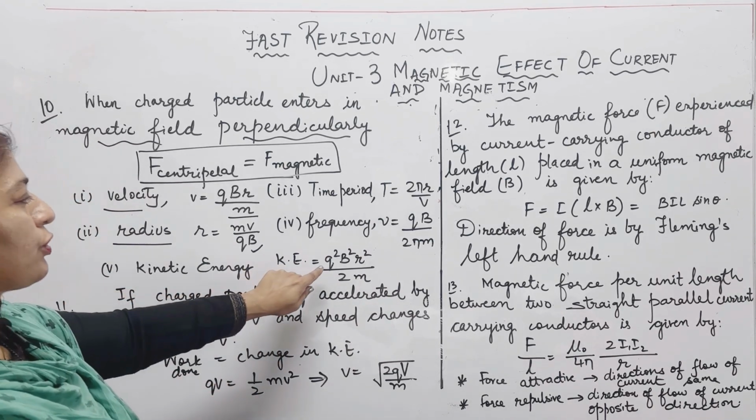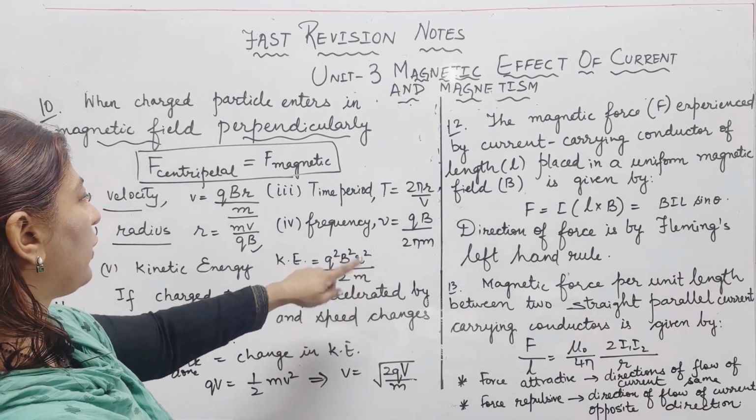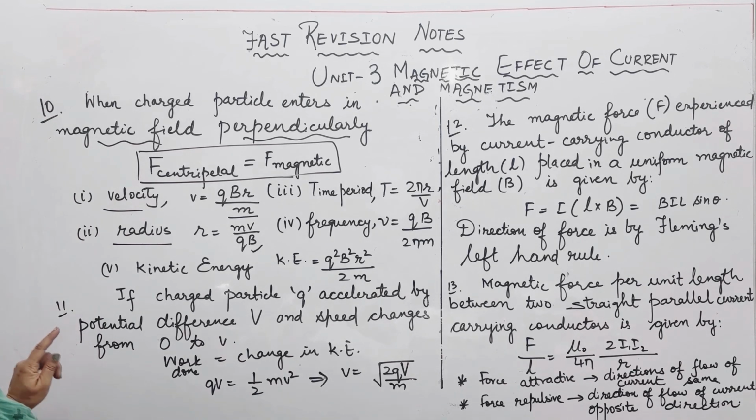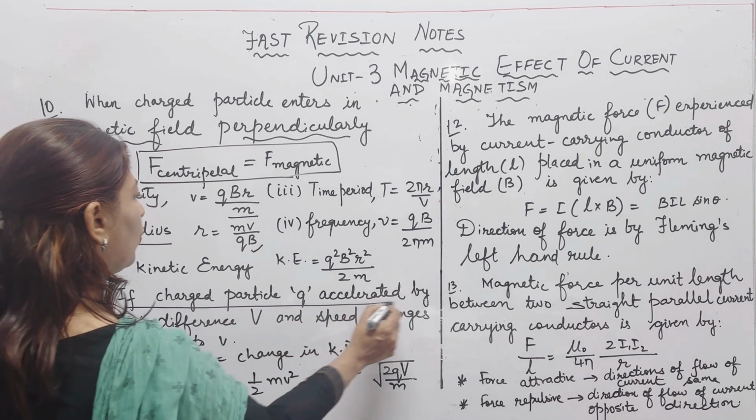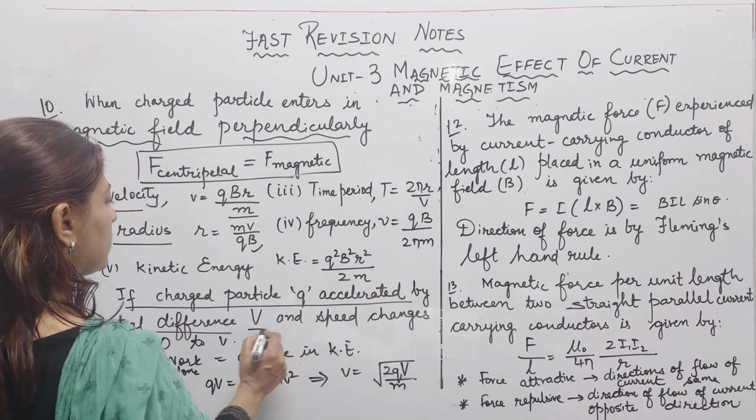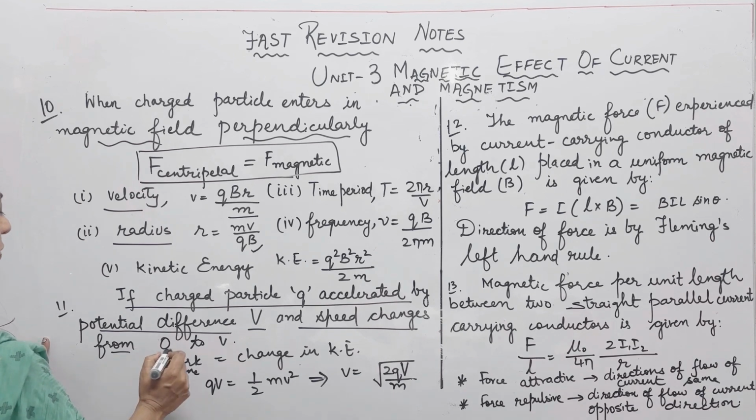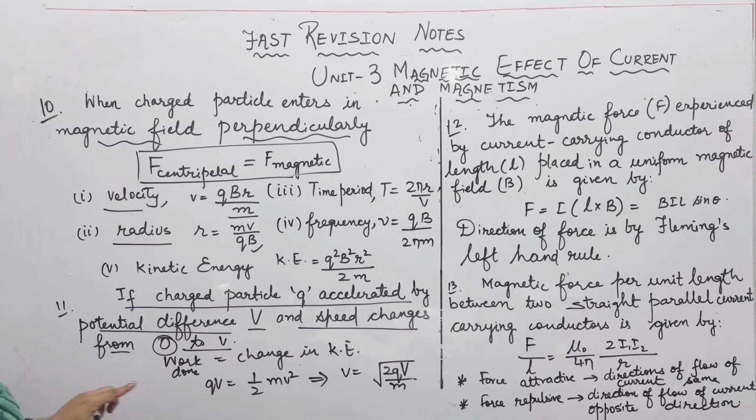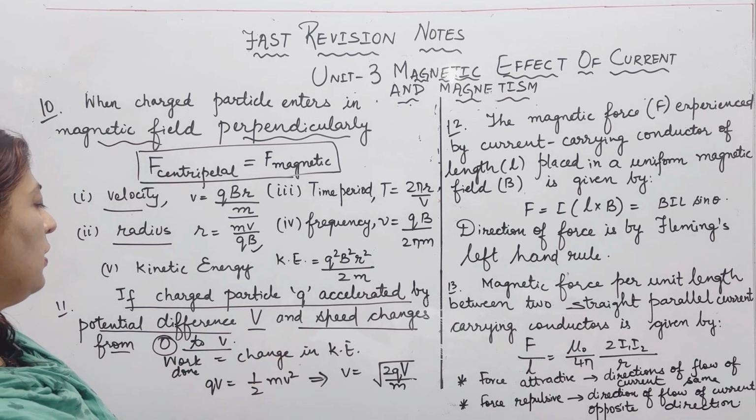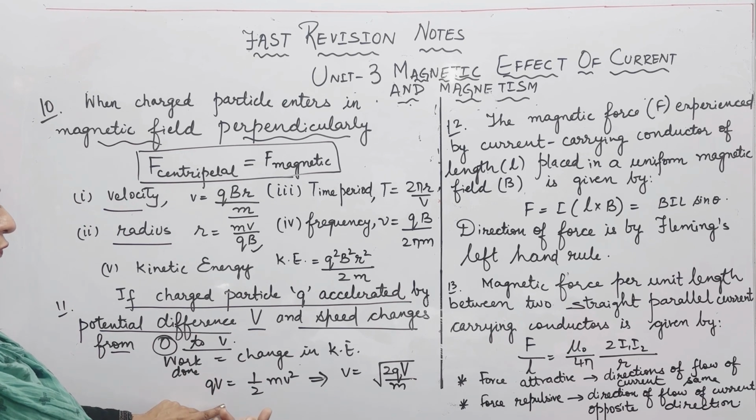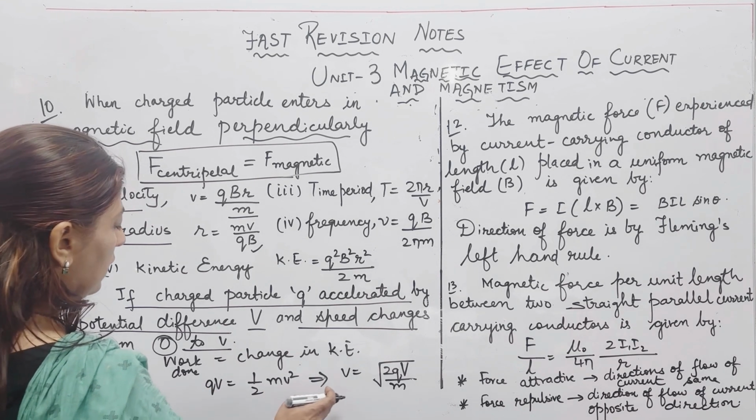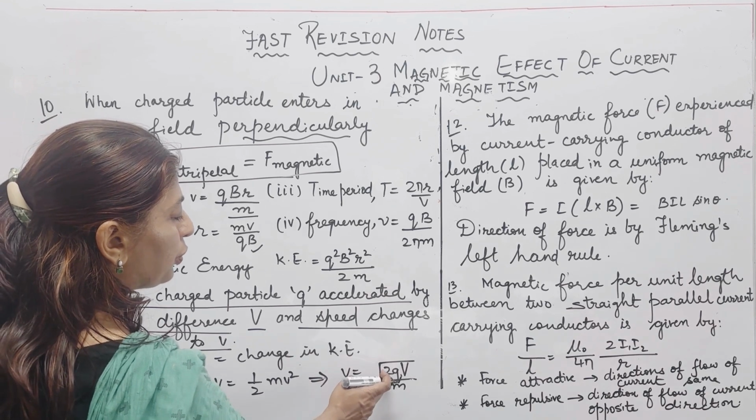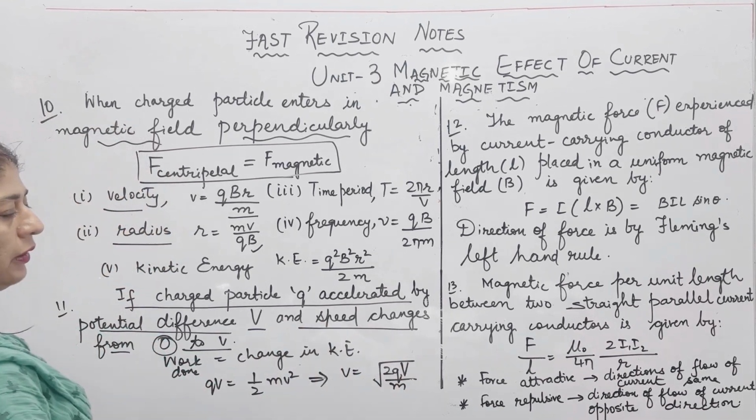The kinetic energy is q square B square r square upon 2m, on putting the formula half m v square. After that, the important thing is that if a charged particle q is accelerated by potential difference V and speed changes from 0 to v, the work done is equal to the change in the kinetic energy according to the conservation of energy. So the work done, the product of charge and potential, is equal to half m v square, and from there the velocity is equal to under root 2qV divided by the mass.